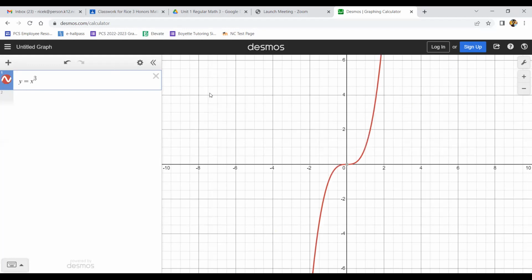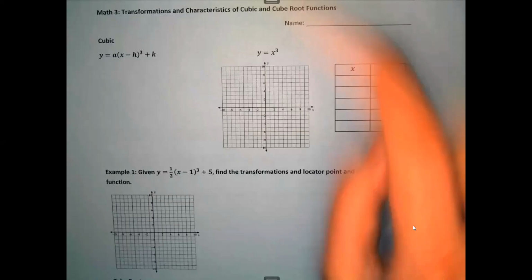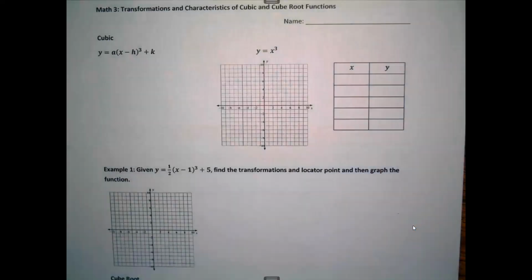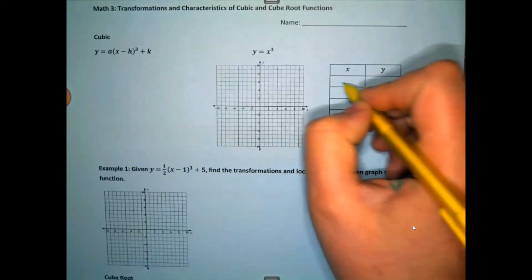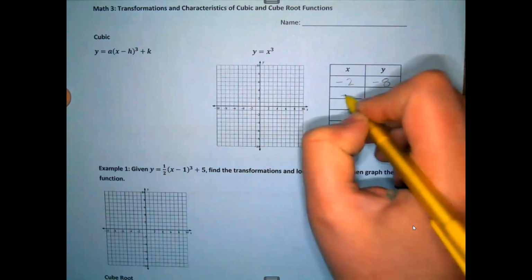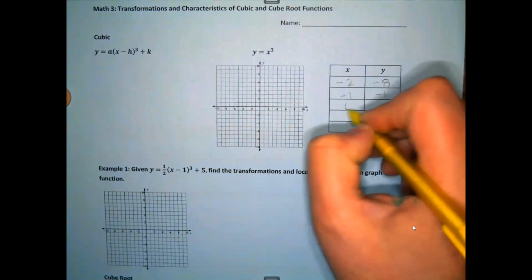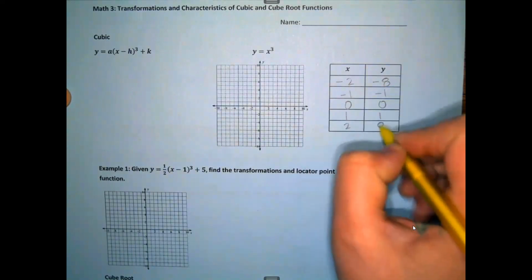And then for us to be able to get our table of values, I'm going to click up here where edit list is. And then I'm going to click on the table. And the default table is exactly what we want to fill in for our notes here. So you can see on your notes that we've got this part right here. So you can look at Desmos and you can fill in this table exactly using what Desmos says. So it has -2, gives an output of -8, -1 gives an output of -1, 0 gives you 0, 1 gives you 1, and 2 gives you 8.